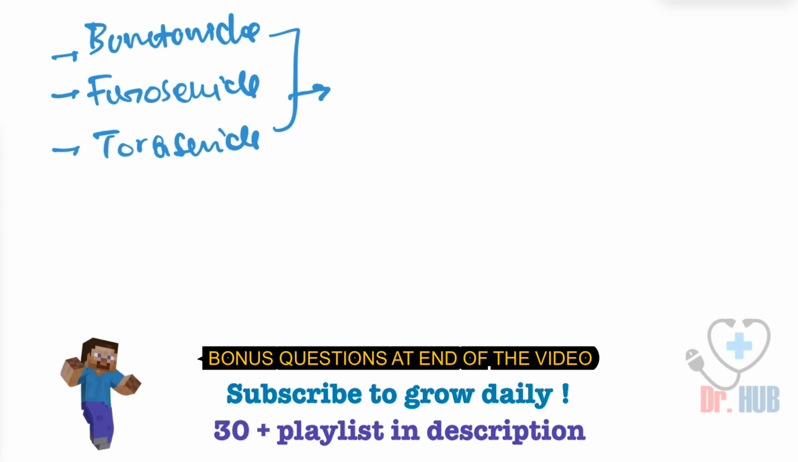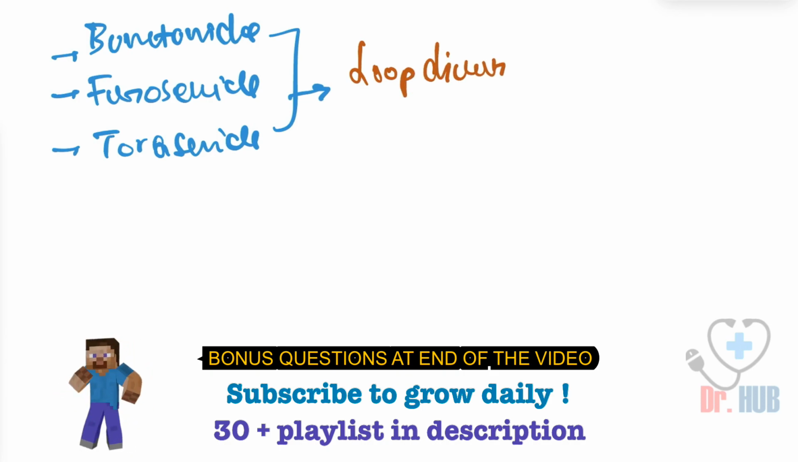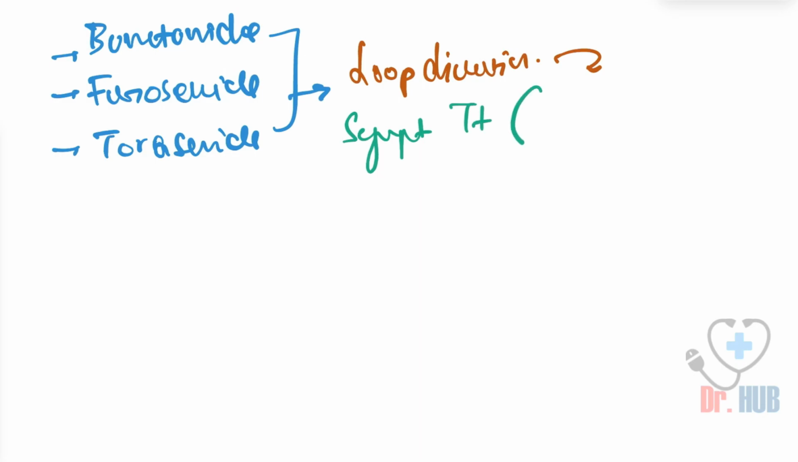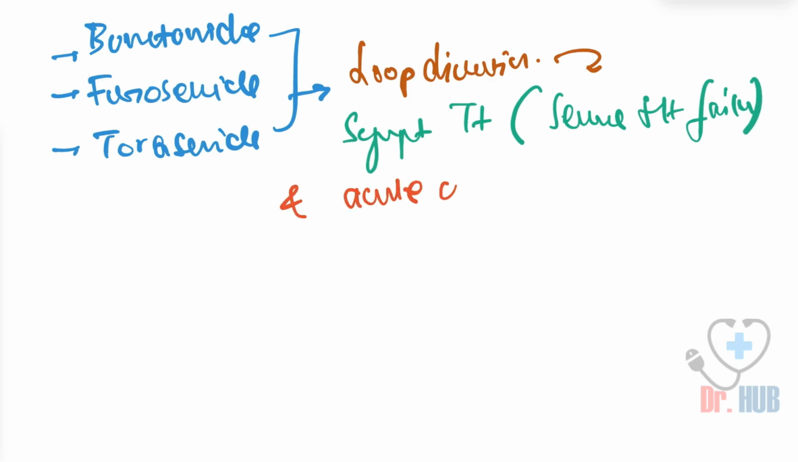What are these? They are nothing but the loop diuretics. They are used for the symptomatic treatment of severe heart failure, as well as acute decompensation.